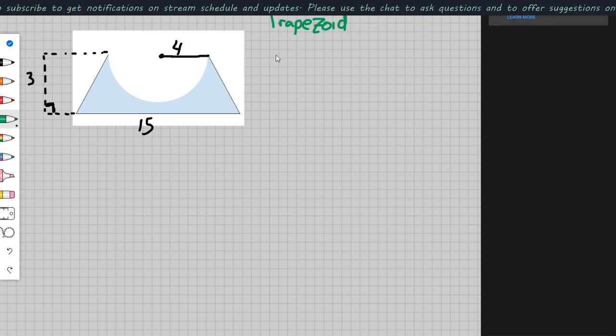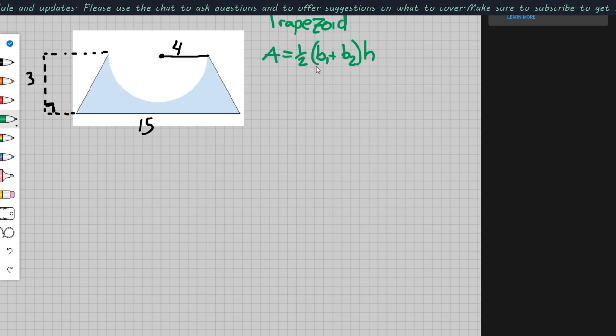So to find the area of a trapezoid, it's A equals 1/2 base 1 plus base 2 times the height. The height is always perpendicular to the base. You'll see this little right angle mark. So in this case, the height is 3. The base 1 or base 2, it doesn't matter at this point. One of these bases is going to be 15, which they gave us.